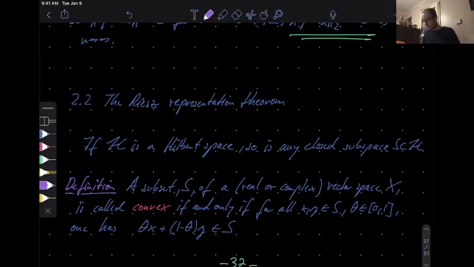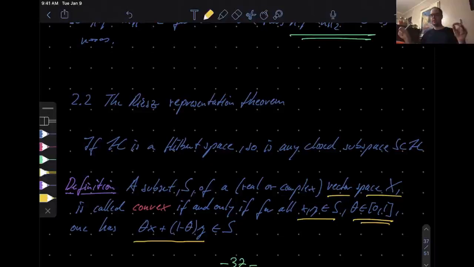Now moving ahead, we need a new notion. This is convexity. If you have a subset S of an arbitrary vector space, then it is called convex if and only if, given any two vectors x and y and this parameter theta in [0, 1], this combination here, which is sometimes called the convex combination of the two vectors x and y, is again in the set. So geometrically, that convex combination is just a straight line. If you think about R2, you have two vectors x and y, two points, and then theta x plus (1 minus theta) y is just a straight line connecting those two points.